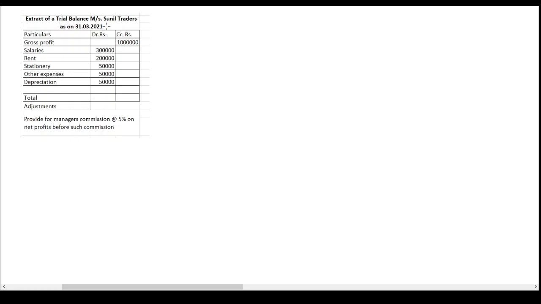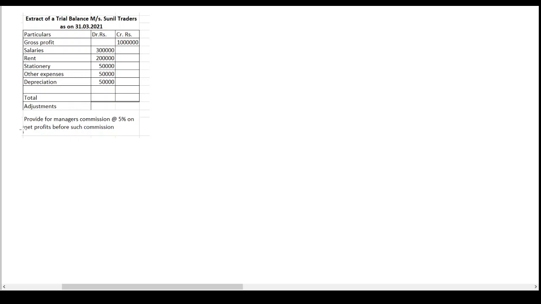Extract of a trial balance is given to you of Messrs. Sunil Traders as on 31st March 21. You are already given the gross profits. That means the trading account has been prepared and the gross profit has been determined. Gross profit is shown at 10 lakhs. Salaries is 3 lakhs. Rent is 2 lakhs. Stationery is 50,000, other expenses 50,000 and depreciation is 50,000. And you are not given the totals because it's only a portion of the trial balance we are dealing with.